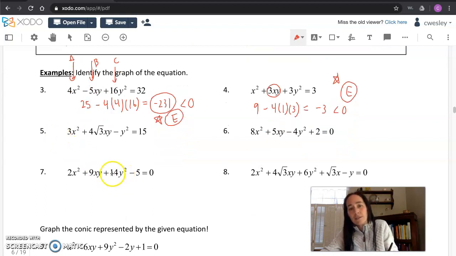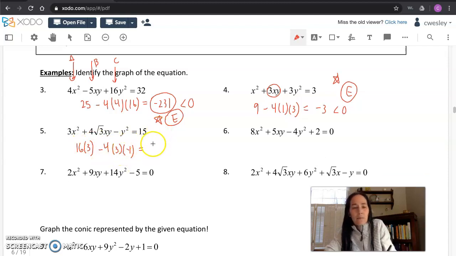Actually, if you want to pause the video, maybe you can get the discriminants for 5, 6, 7, and 8. I'll show the plug-in for 5. You've got the square root there. So b squared is 4 squared times the square root of 3 squared, that whole thing, minus 4 times 3 times negative 1. And we'll see what that is. So 48 plus 12 gives you 60. You are greater than 0 for a discriminant. This should be a hyperbola.